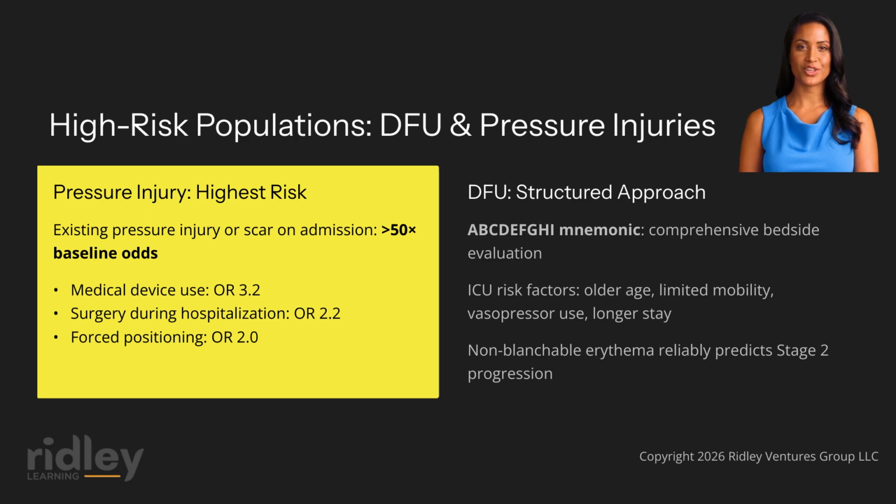For those who want a refresher, the odds ratio tells us how much more likely an outcome is in one group compared to another. So 51.9 means patients with prior pressure injuries are roughly 52 times more likely to develop new ones. That's followed by use of medical devices with an odds ratio of 3.2, surgery during hospitalization with an odds ratio of 2.2, and presence of forced posture with an odds ratio of 2.0.